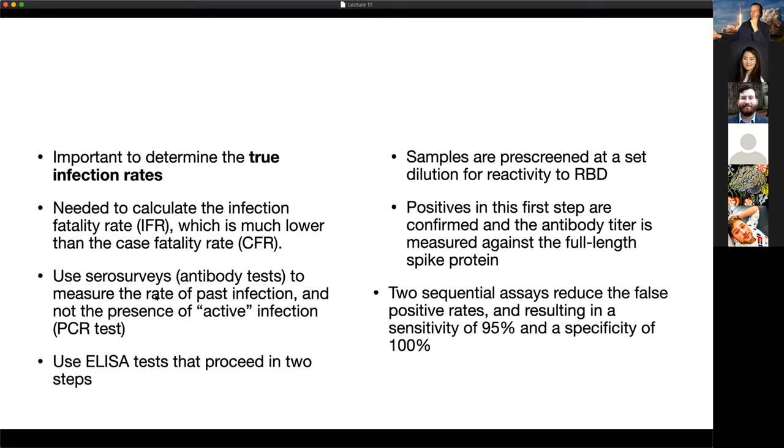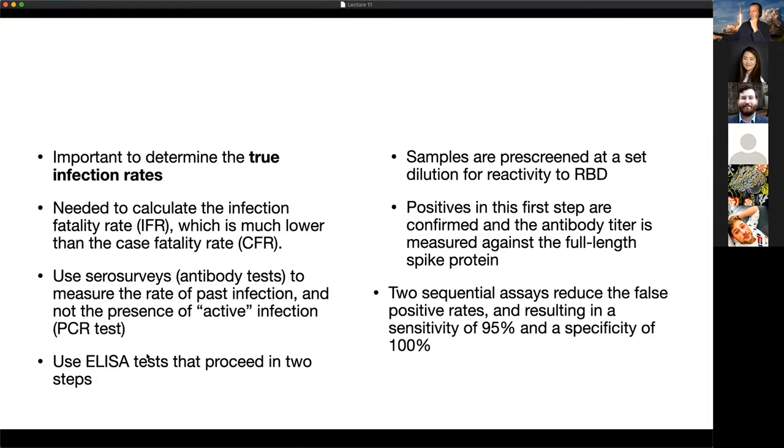So the use of sera surveys or antibody tests is a standard approach to measure the rate of past infection, and not the presence of active infection, which is done through the RT-PCR test. If you remember, we discussed this, I think, in lecture 4. This is done by immunostaining or precipitation enzyme-linked assay, which basically looks for the presence of specific antibodies that bind to the viral spike.